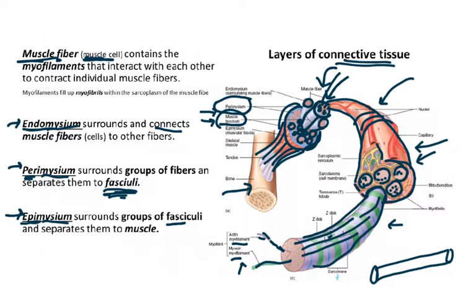To keep these layers straight, it helps me to remember that the endo is the most internal, so it's around a single cell. And then the epi is kind of epically around the whole muscle. And then the perimysium is going to be around these bundles called fasciculi. And a fasciculi is a whole bunch of muscle fibers packaged together.